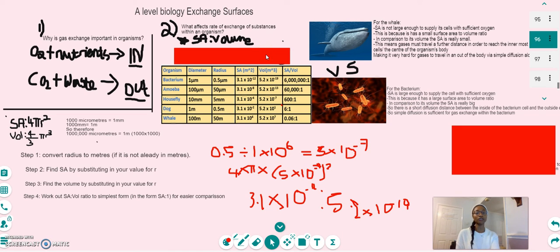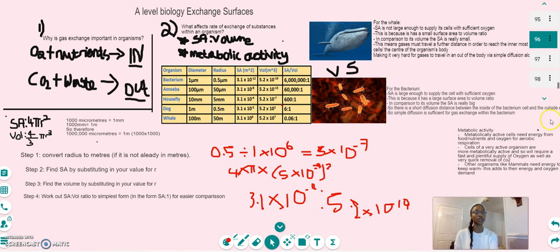So we've looked at surface area to volume ratio, but another thing is metabolic activity, so how metabolically active an organism is. I have this little text here that summarizes this. Essentially, when we have metabolically active cells, they have a great need for energy, food, nutrients and oxygen for aerobic respiration. When we have very active cells, the demand for oxygen and energy is really quick, and we also need to be able to remove our CO2 really quickly as well.